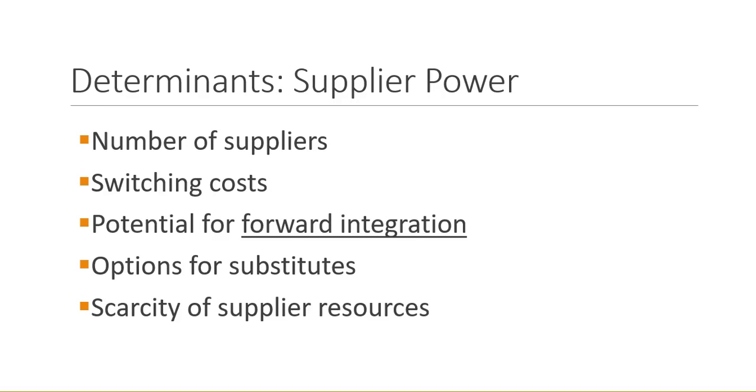Next, looking at the power of suppliers. What are the determinants relating to supplier power? First, the number of suppliers. The more suppliers we have to choose from, the better position we're in. We have more negotiating ability. If one supplier doesn't want to provide us with good service, good pricing, we can go to another supplier.